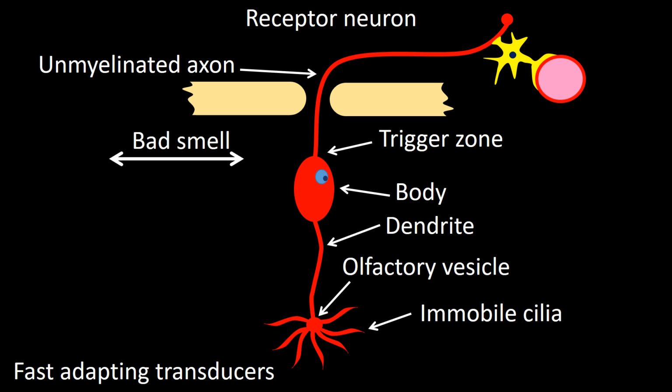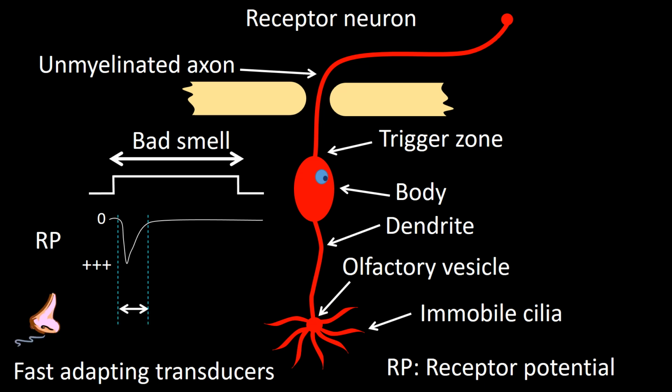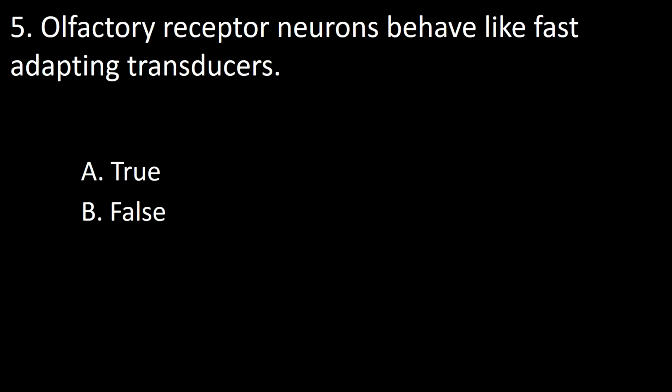When exposed to a bad smell for a prolonged period of time, as I am indicating in this frame, the receptor potential created by the receptor membrane of the olfactory neurons located in the immobile cilia will be short-lived, so the bad smell will not be perceived for long. So the answer to this question is A.